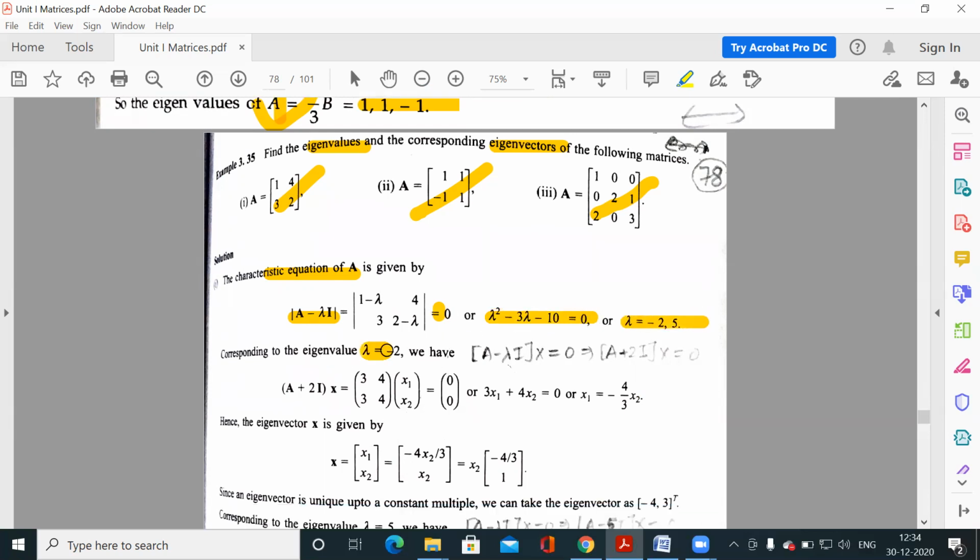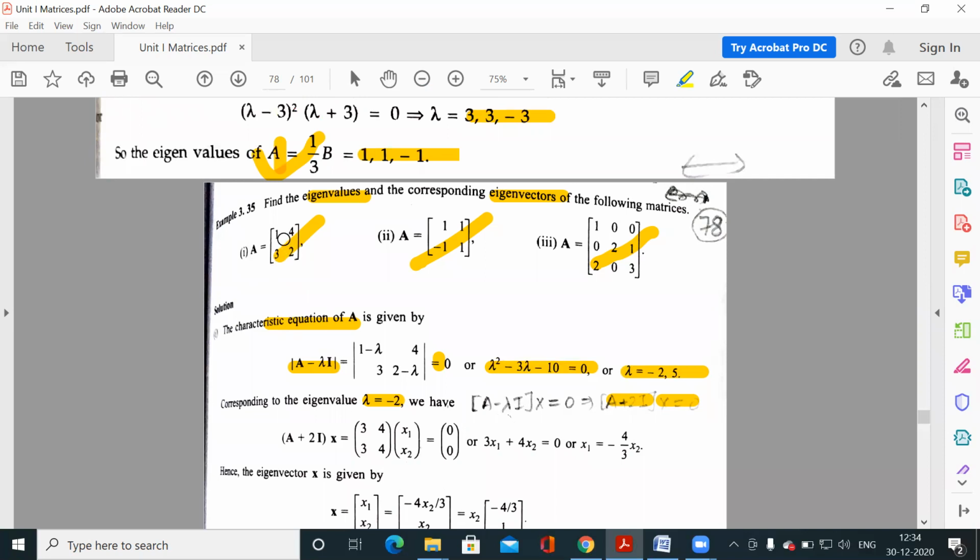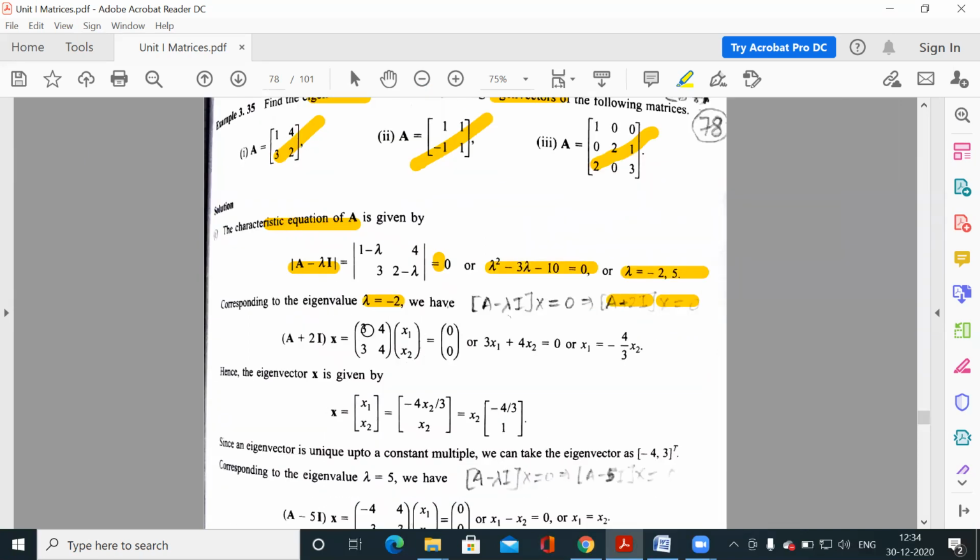Now for eigenvalue minus 2, you have to solve (A minus lambda I)x is equal to 0. That means now lambda is negative, so this is (A plus 2I)x is equal to 0. So you have to add 2 to the diagonal elements of A. This is your matrix 1 4 3 2. Adding 2 to the diagonal elements, 1 plus 2, 2 plus 2, so 3 4 3 4. This is your A plus 2I matrix times x. X is the eigenvector. Because it is a 2 by 2 matrix, two variables are there, x1 and x2.